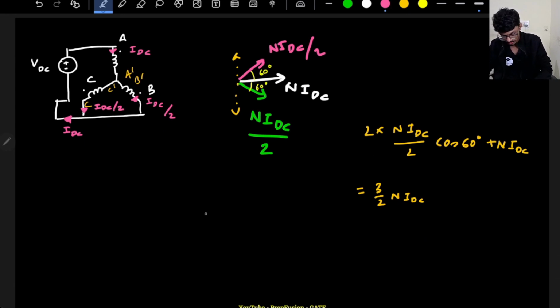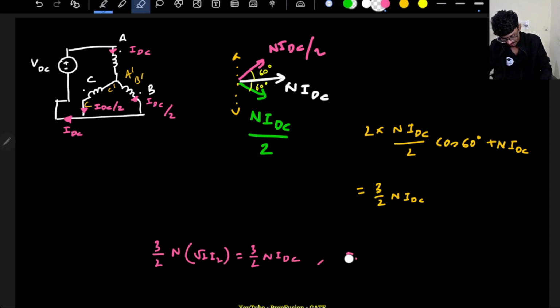Now I will equate this with the fictitious value, that is 3 by 2 N into root 2 into I2 equals 3 by 2 N into IDC. So my IDC in this case will simply be equal to root 2 into I2. Okay, that's how simple it is.